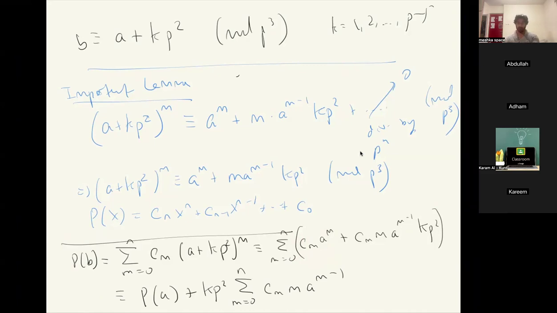Does it make sense so far? Yes, but how can we prove that this sum is not congruent to 0 mod p? Good. So we want to show this sum is not 0 mod p. We want to show that this whole thing is not 0 mod p cubed, but we already have a p squared there. So we have to show that p does not divide this.